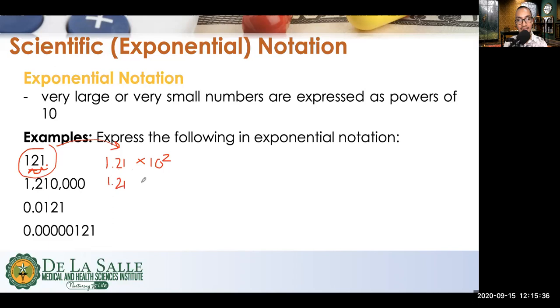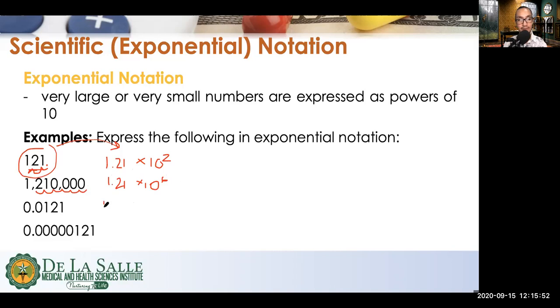Ayan. Times 10, because we move again from right to left. Ayan. Positive value yung ating exponent. 1, 2, 3, 4, 5, 6. Okay? So 6 times. So times 10 to the 6.